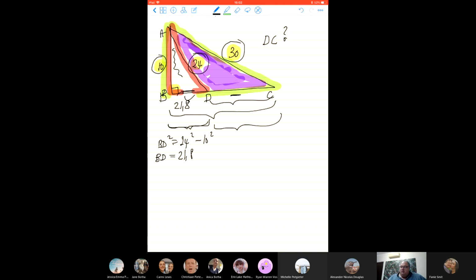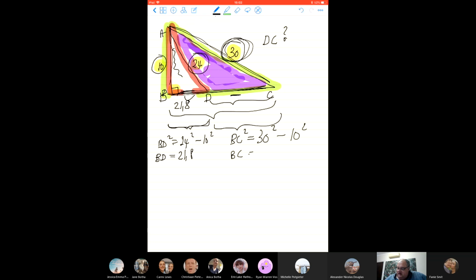Now I need to find the big part, the whole thing. So I'm going to use the green triangle, and I'm going to work out the whole of BC down here. So BC squared is equal to, remember the 30 is my longest side now. There's my triangle over there. So the 30 is my longest side. So that's going to be 30 squared minus 10 squared.